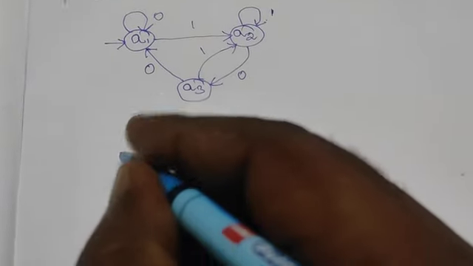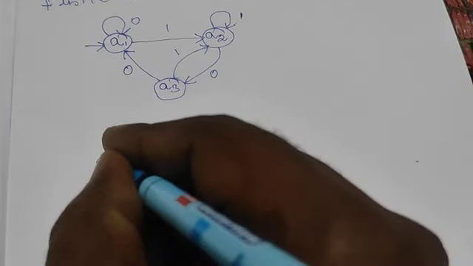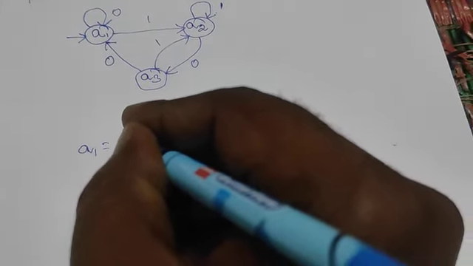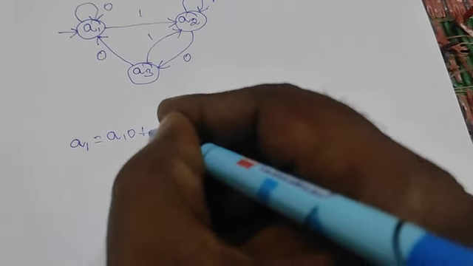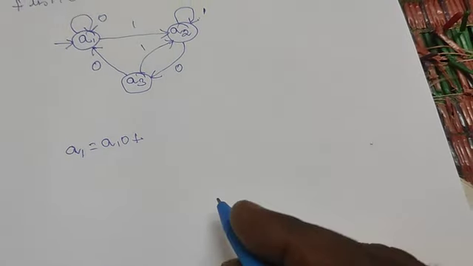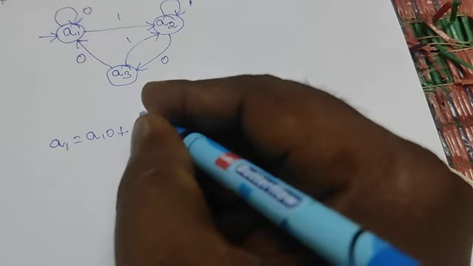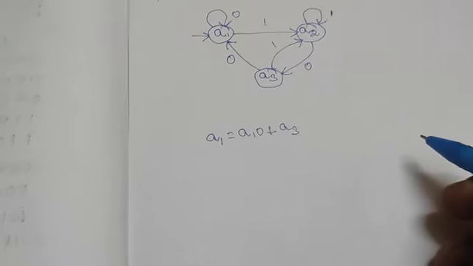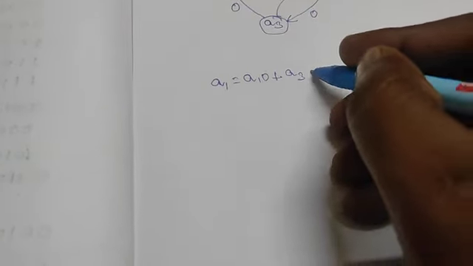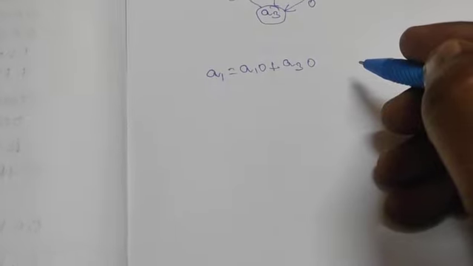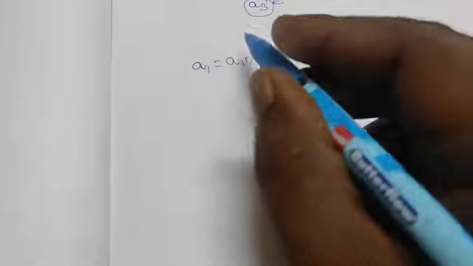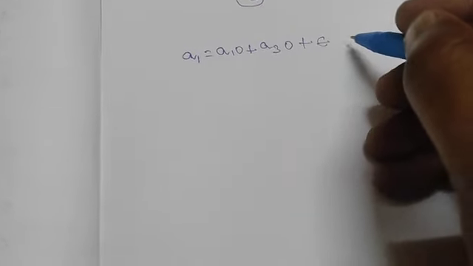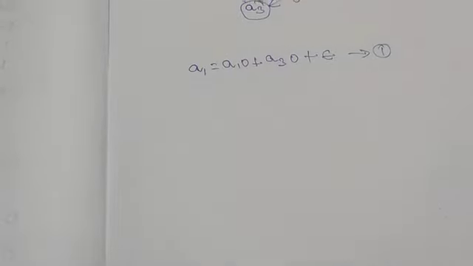So A1 has an edge from A1 itself, A1 0, and you have an edge from A3, A3 0, and that's it. Only two edges are there, but since A1 is actually an initial state, we will add epsilon here. So this we name as equation number 1.